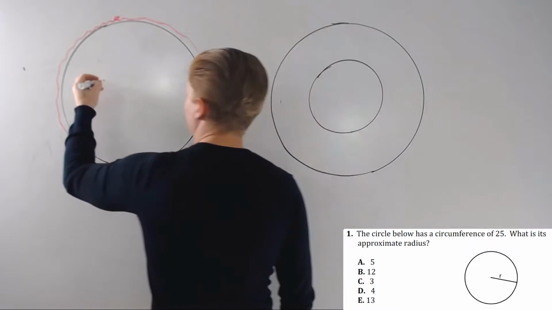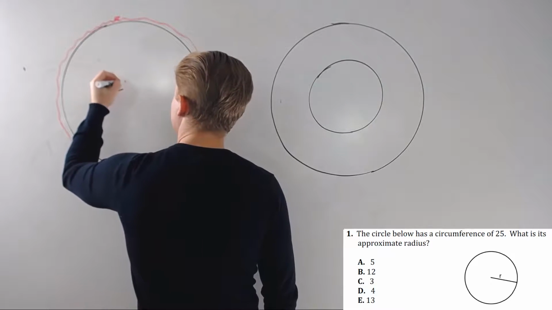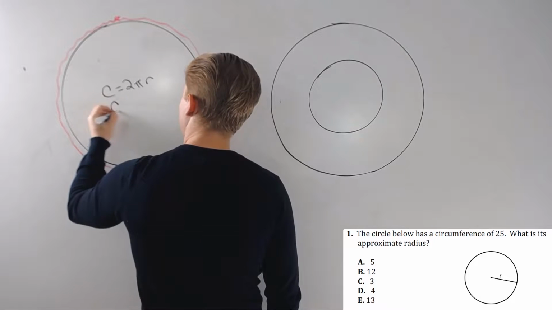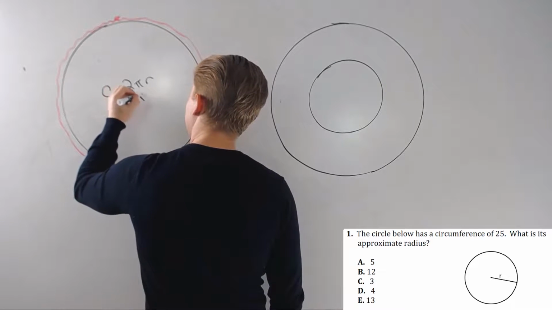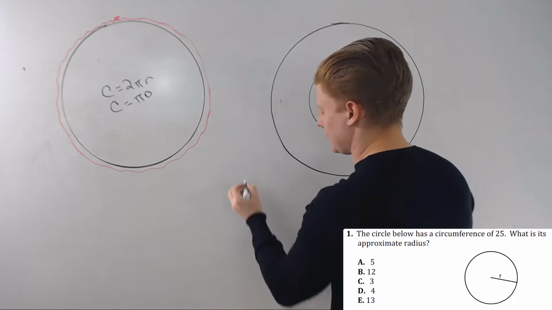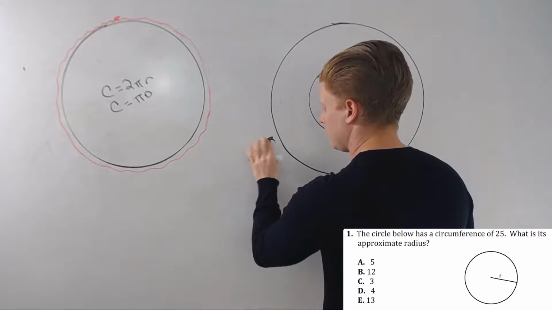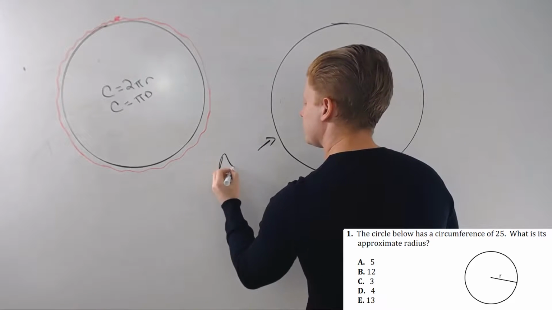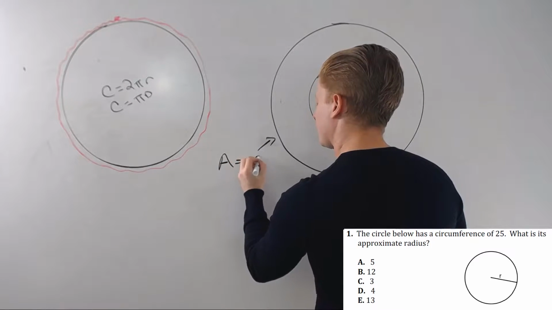So this will be our circumference circle. And circumference you can say is equal to 2 times pi times r, or a lot of you have learned it as pi times diameter. Area, we'll put it down here. That is a lousy arrow, try again. Area is equal to pi r squared.